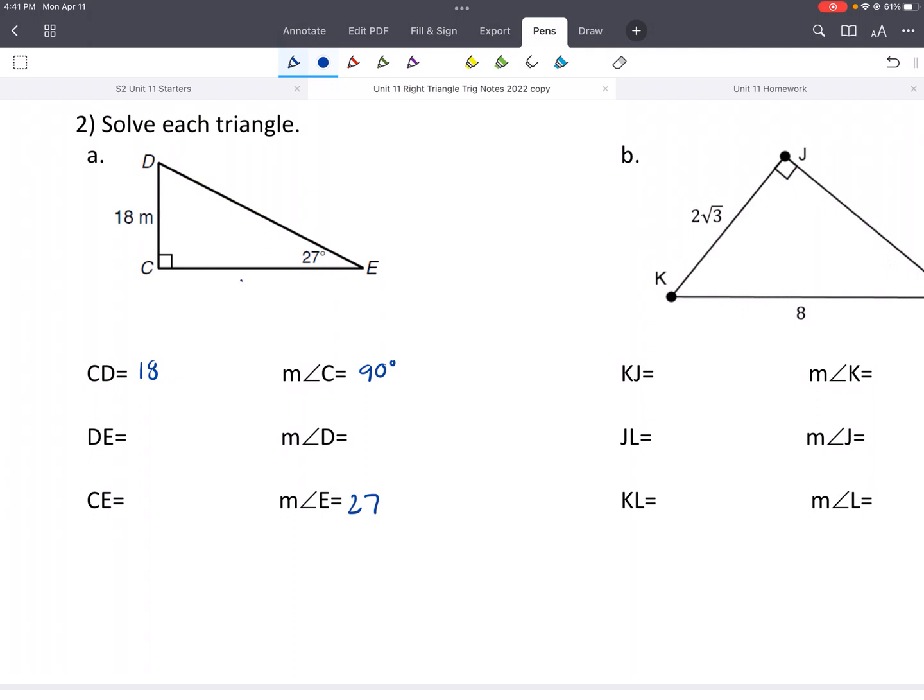So what we covered today is finding a missing side. So maybe we'll find CE first. Again, using our reference angle, this is opposite over adjacent, which is tangent. So tangent of 27 is equal to 18 over x. Again, we can use that little trick if you want, or we can just multiply both sides by x, and then we need to divide both sides by tangent of 27. So x is equal to 18 over tangent of 27.